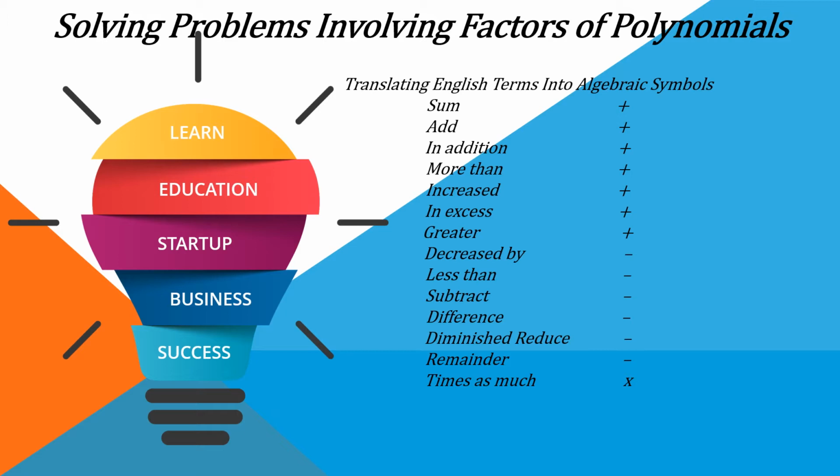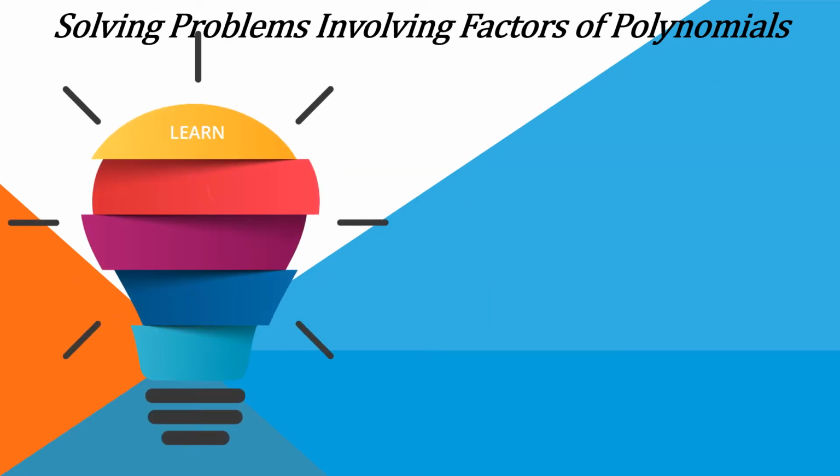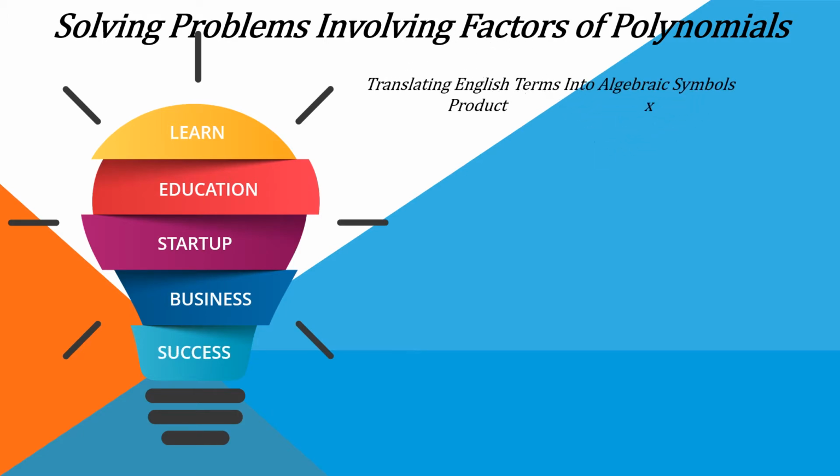Times as much: now this time, if we see the words times as much, it means multiplication. Percent of is also multiplication. Product, well, we all know that the result of multiplying two numbers is called the product. Therefore, product is a multiplication. Interest on, of course, is also multiplication.